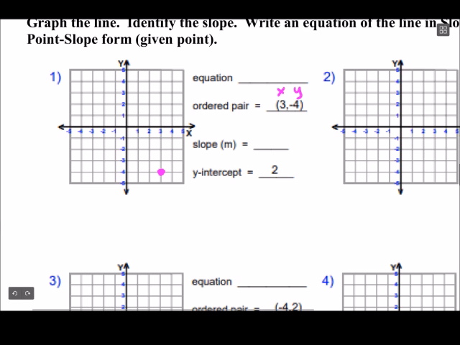Now I'm going to plot my y-intercept. Y-intercept, this means a point at 0, 2, over 0, up 2. There is my y-intercept, 2 points. Now make a line. I take my straight edge, always extend to the edge of the graph, put arrows on it because it is a line.